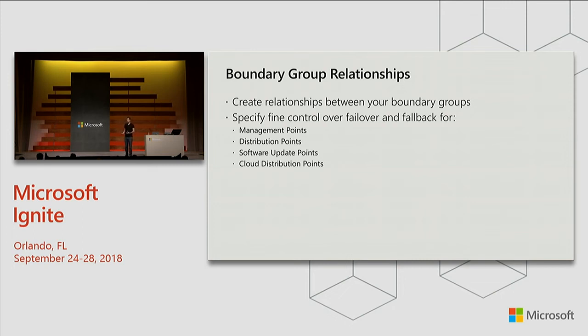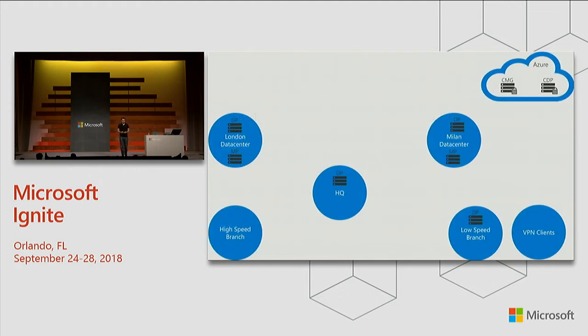Another area that we've expanded in SCCM is around the data management in your network, so aka keeping the network guys off your back. We've added boundary group relationships that allow you to create relationships between your boundary groups and specify fine control over failover and fallback for management points, distribution points, software update points, and even now cloud distribution points, giving you that fine control of how content flows in your environment.